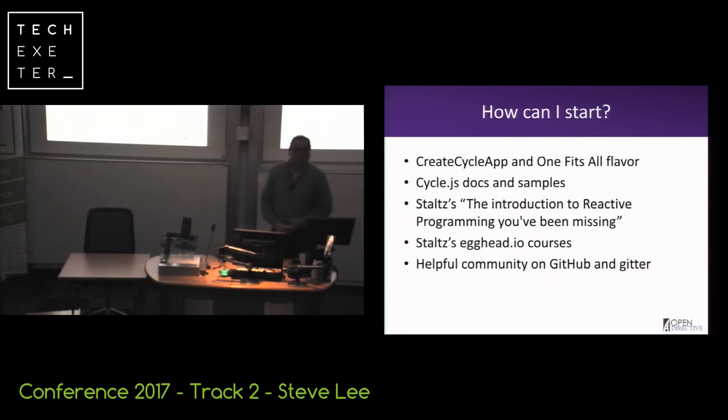How can you start? Well, like React, there's a create-cycle-app program, which can provide different flavors, and the one you want to use is the one-fits-all flavor. There's a new version, on a branch at the moment. That basically creates an SPA, a single page app, which is a common thing people want to do, where each page is a component, of course. With streams going in, there's a router, as you normally have in these things, which routes the streams through to the right places.